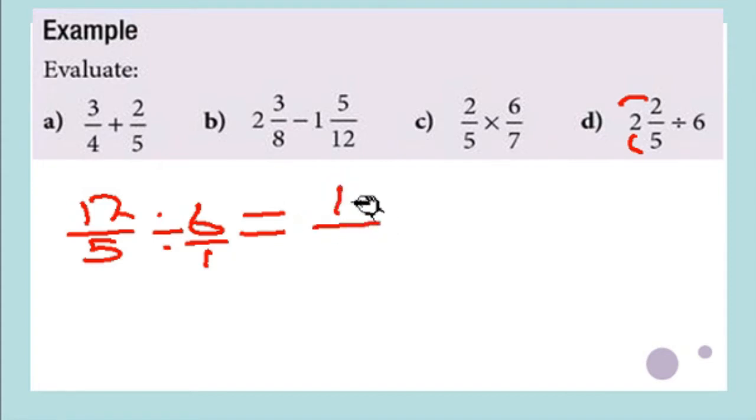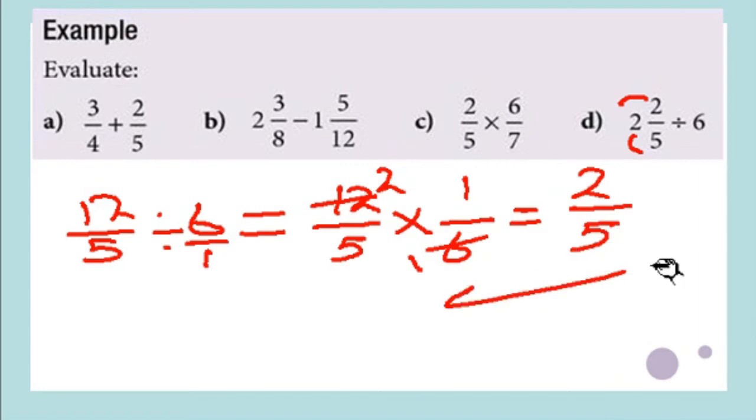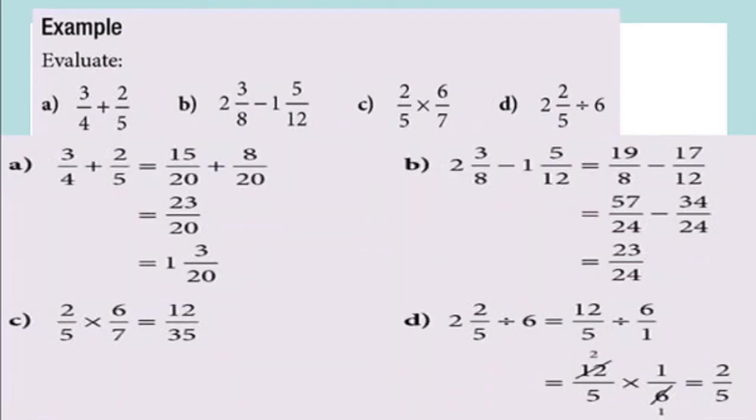So what will this be? 12 over 5 multiply 1 over 6. Right, 6 I made a fraction. We supposed that we have 1 here because 6 divided by 1 equals 6. Then I changed the places because this is division of fractions. 12 divided by 6 equals 2. So this is 2 over 5. Bravo. Okay, if you want to share about the results, this is on the next slide.